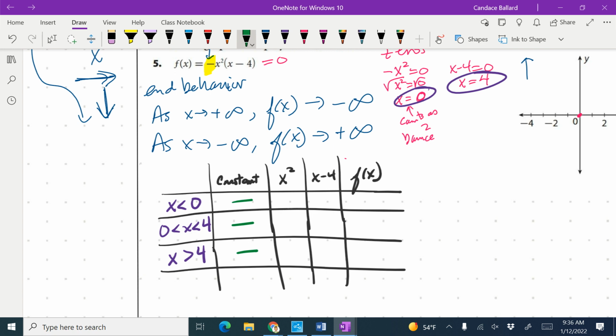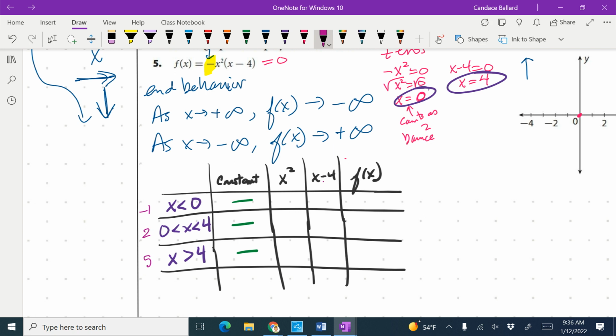Then the next thing I did was pick a number that falls in each one of those intervals, and I wrote it off to the side so I remembered what that number was every time I had to use it. So what number is less than 0? -1. What number is between 0 and 4? 2 works. What number is greater than 4? 5. Perfect. Now we're going to put those into each one of these functions.